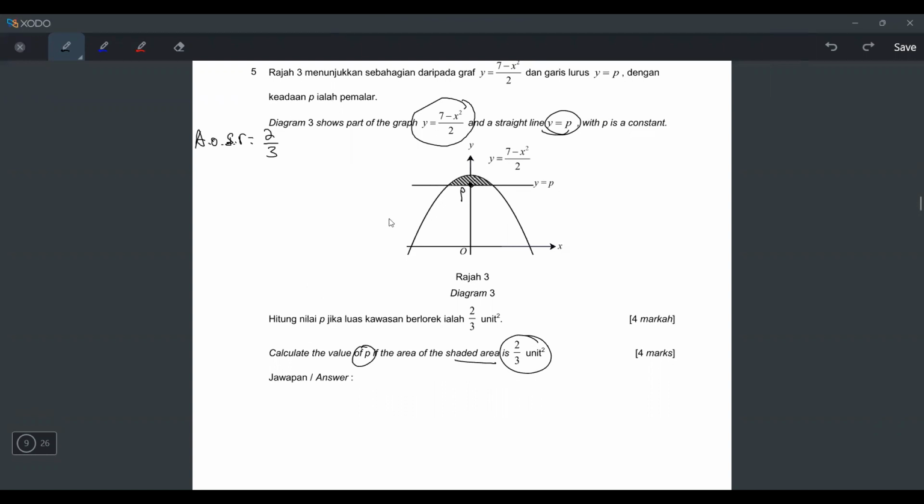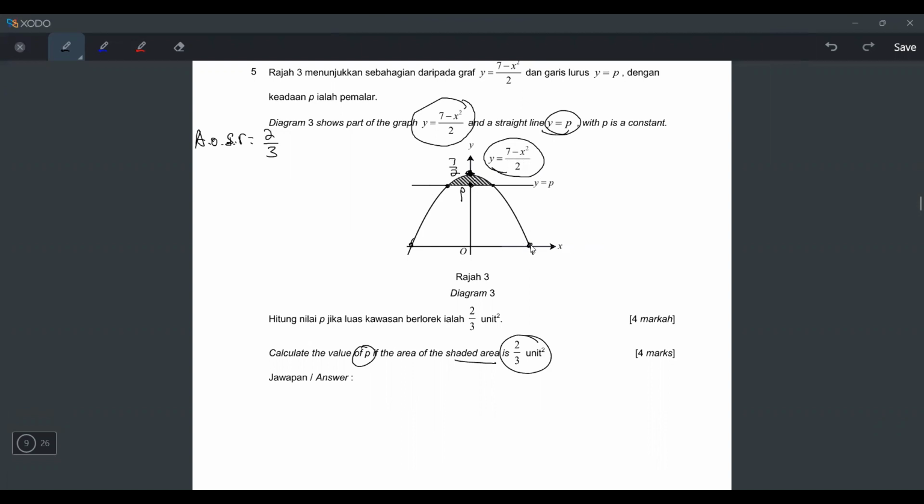Okay, first of all, let's find all the important points. What is an important point? Important points are the y-intercept, the x-intercept, and also the intersection point. So these are all the important points, and we can find them. How? Okay, do you remember they give us the equation of the curve? So if I want to find this y-intercept, I just substitute x equals 0, right? So what happens when I substitute x equals 0? It will be 7 minus 0 over 2, which is 7 over 2.